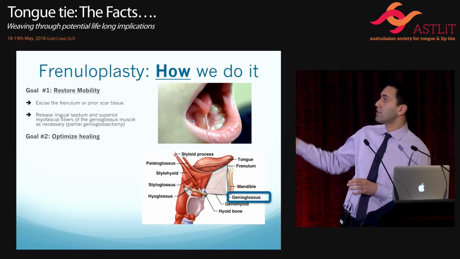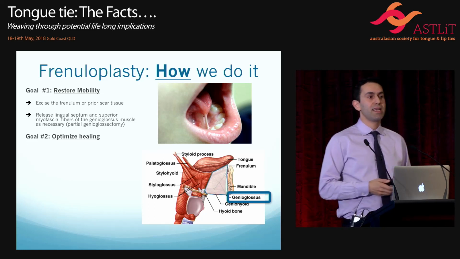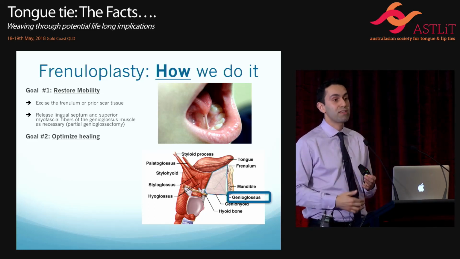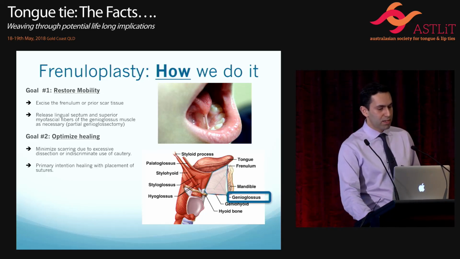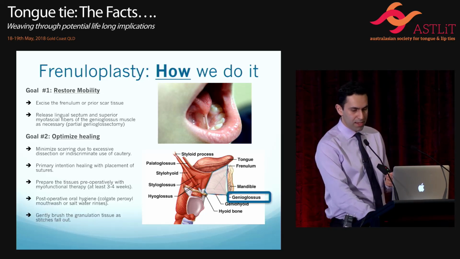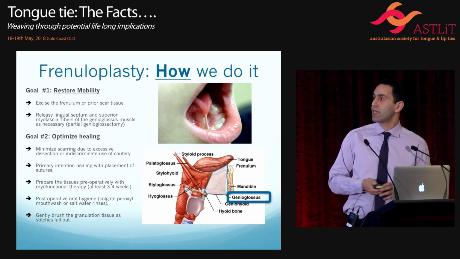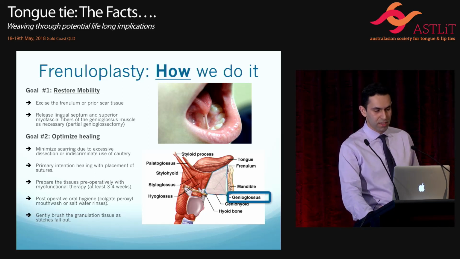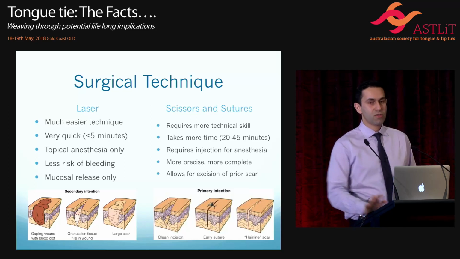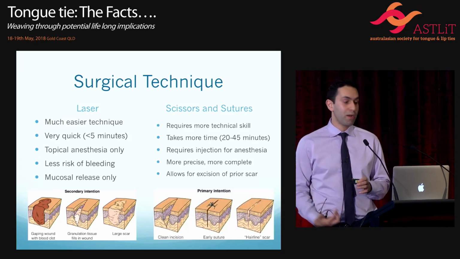And so here's the genioglossus muscle, and I'll show you that in some cases it is beneficial to actually go into the muscle and release it. And there are different ways of doing the procedure, but no matter what, we want to minimize scarring due to indiscriminate use of cautery. And so our preference is for the scissors and sutures technique. I'm a surgeon. That's the way I was trained.